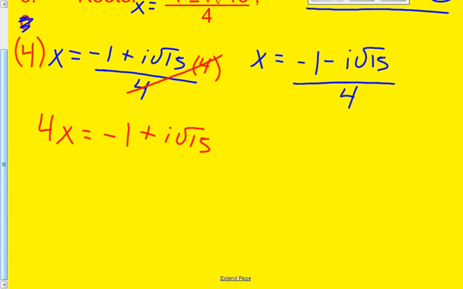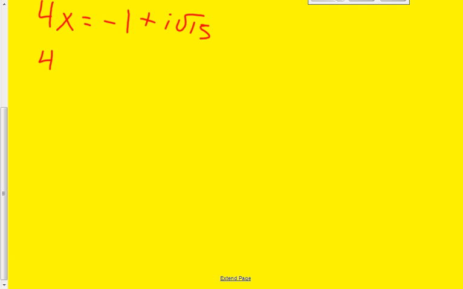And now, class, we can get a 0 on the right side in the same way we did on the past several. So we're going to add 1. So it's going to be 4x plus 1 minus i square root 15. I added 1 to this side, and I subtracted i square root 15 to get it onto the left side. Now that equals 0.